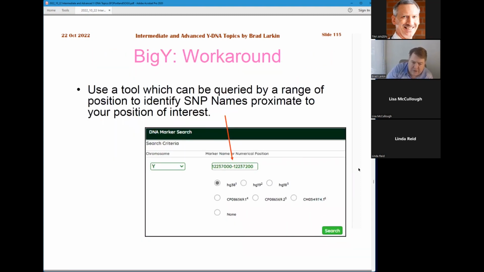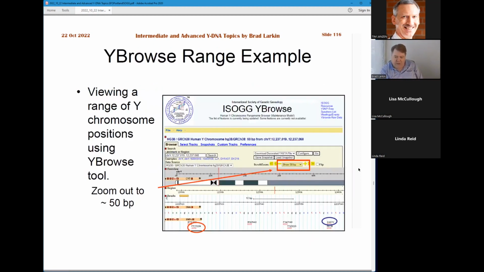So there is a workaround. If you can use a tool where you can search by a range of chromosome positions, such as Y-Browse and Genetic Homeland's DNA marker index, you can see other names kind of in that region of DNA. So this one we're talking about here in this real world example, FTC 72154, there's a marker 719072 that's located roughly 20, 30 markers away.